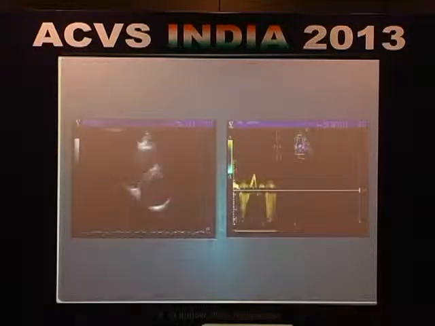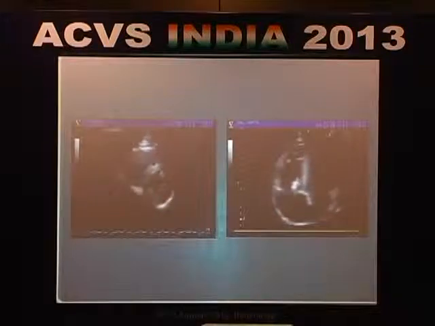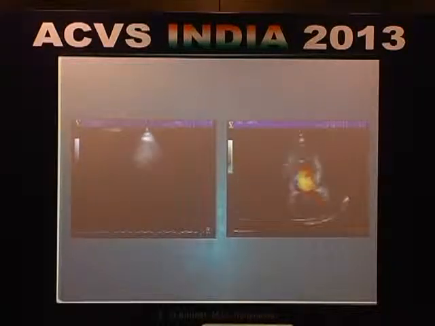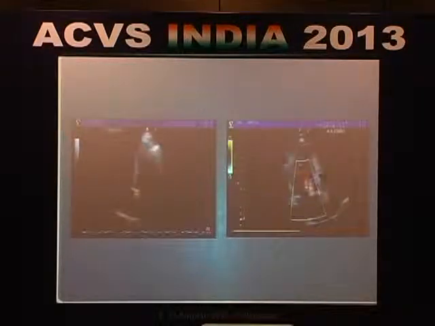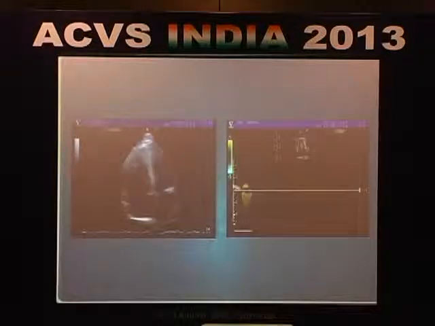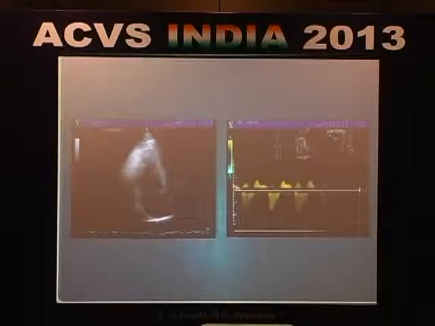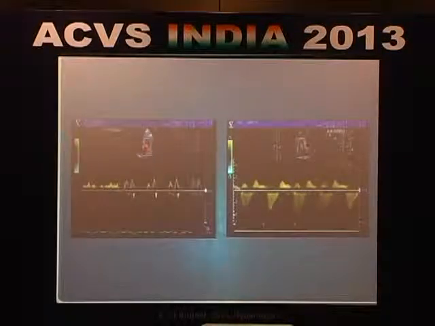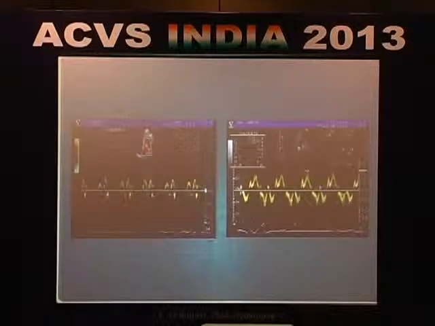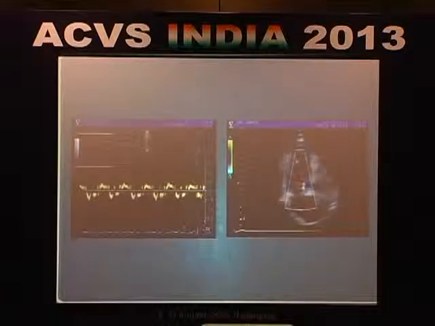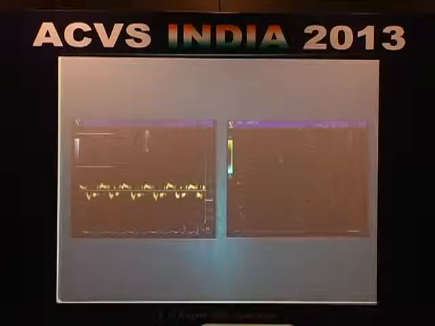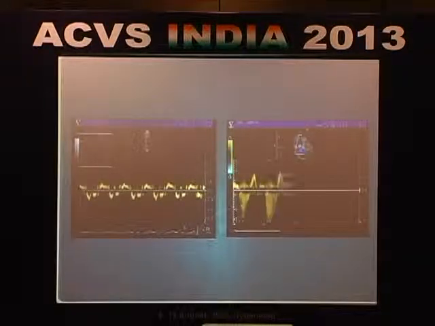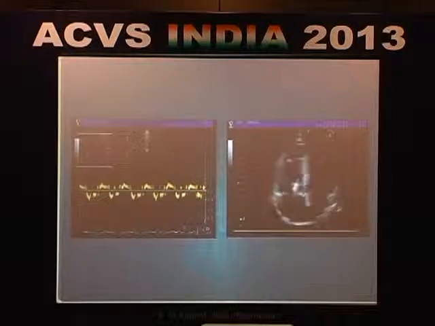MRI is a very good technique. Ravi was talking about it a little while back. And then PET, positron emission tomography, is another excellent technique by which you can show the active sarcoid inflammation in the myocardium, active sarcoid inflammation in the lymph nodes, and also you can do a thoracoscopic biopsy of the lymph nodes, which can give you histological clues.